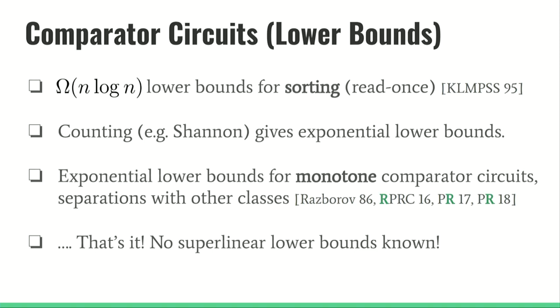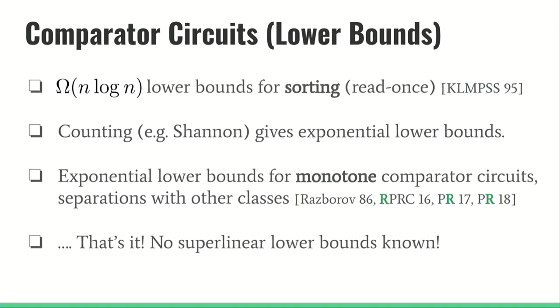A counting argument, just like the normal things that we're used to, gives exponential lower bounds, but for a non-explicit function. And for monotone comparator circuits, it turns out we have basically all the lower bounds we would like. But for the regular model, the standard model of non-monotone comparator circuits, absolutely nothing is known.